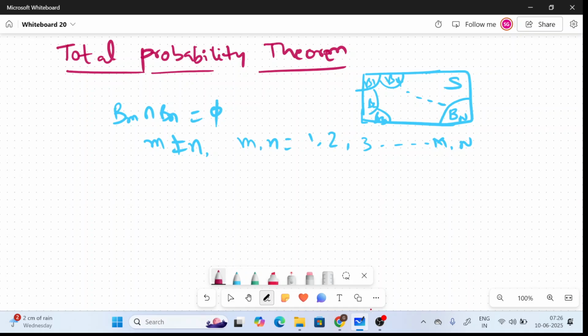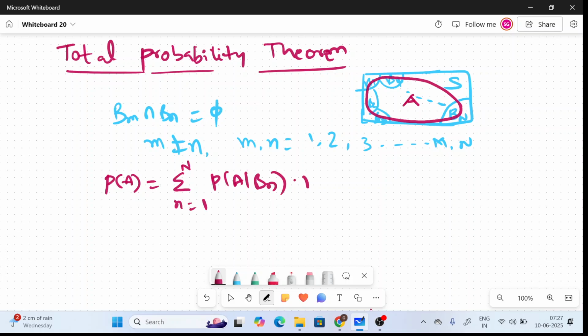Let there be an event A present on the sample space, something like this. This is an event A. Then the probability of A, that is P of A, can be represented in terms of conditional probability. That is, summation n equals 1 to capital N, P of A given Bn into P of Bn. So this is what the total probability theorem states.